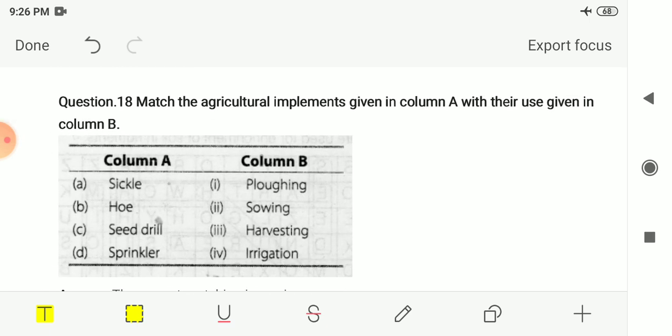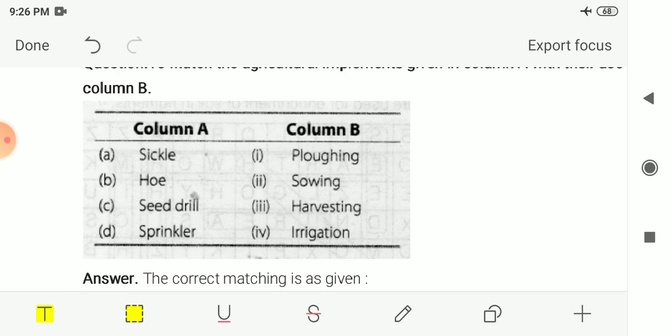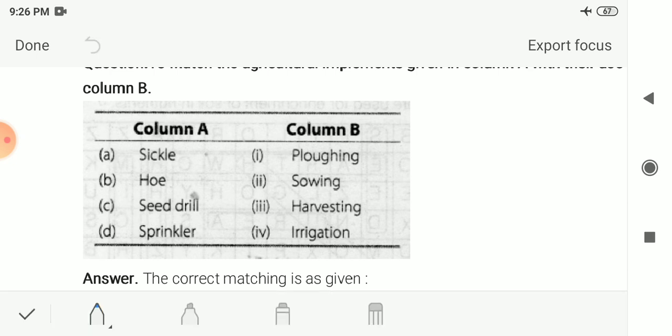Now next, number 18: match the agricultural implements given in column A with their use, which is given in column B. In column A, the names of the instruments are given, that is sickle, hoe, seed drill, sprinkler. In column B, their uses are given: ploughing, sowing, harvesting and irrigation. With the first, sickle, it is used for harvesting. Harvesting is the process of cutting mature crops close to the ground, and it is done manually, with the hand, using the sickle. So sickle is used for harvesting.